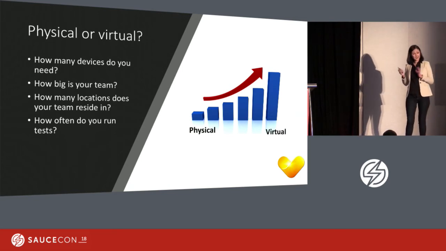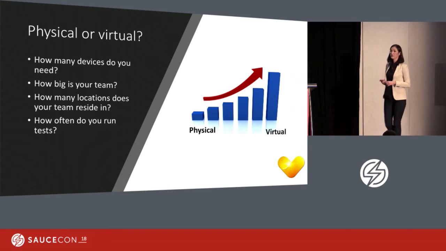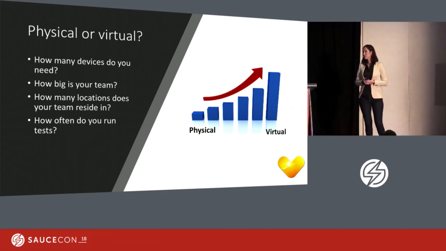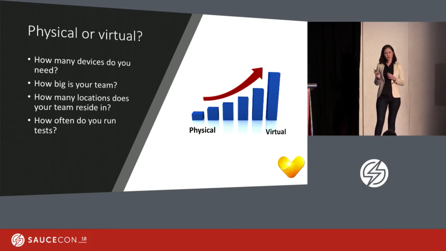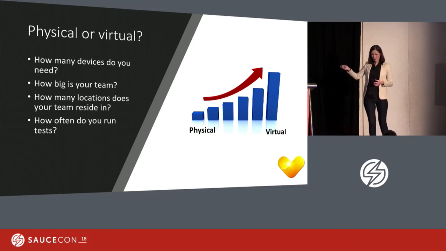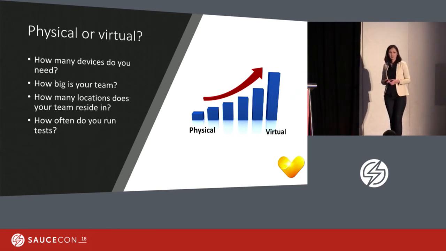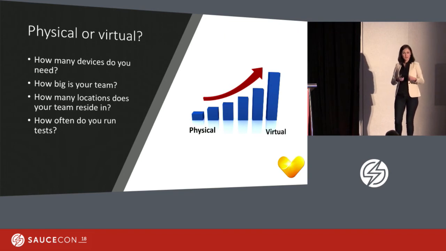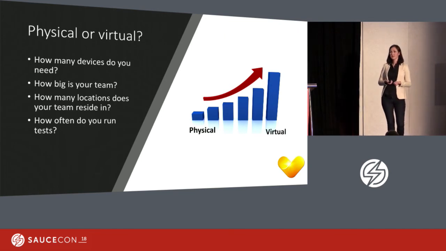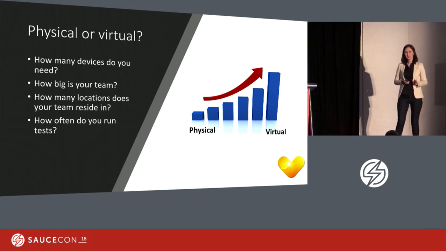As well as actually locations you have. If you have distributed locations, you probably should think about virtual option or both, because there is no third hidden option here, both physical and virtual. Sometimes it's good to have some physical devices. They are pretty good from UX, usability testing perspective, and then have some other devices just in virtual world. It will be easier for you to manage.